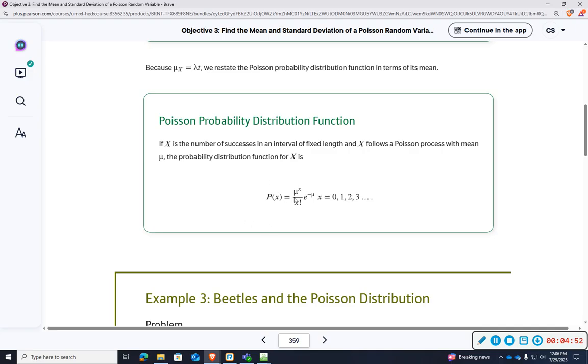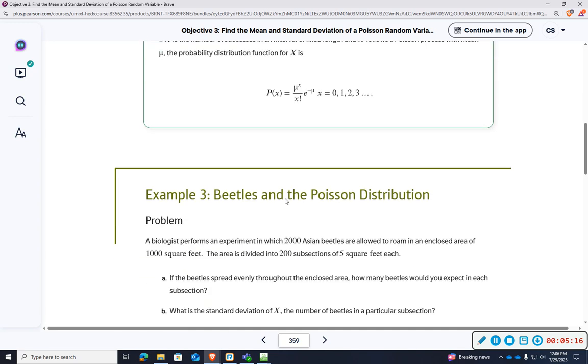This is the one I'm more used to when you're trying to find the actual formula for the Poisson process. It is the mean raised to the power x over x factorial, and then e raised to the negative power of that mean. So we'll get an average per interval. We'll multiply the number of intervals times that average, and that will give us the average for that problem.